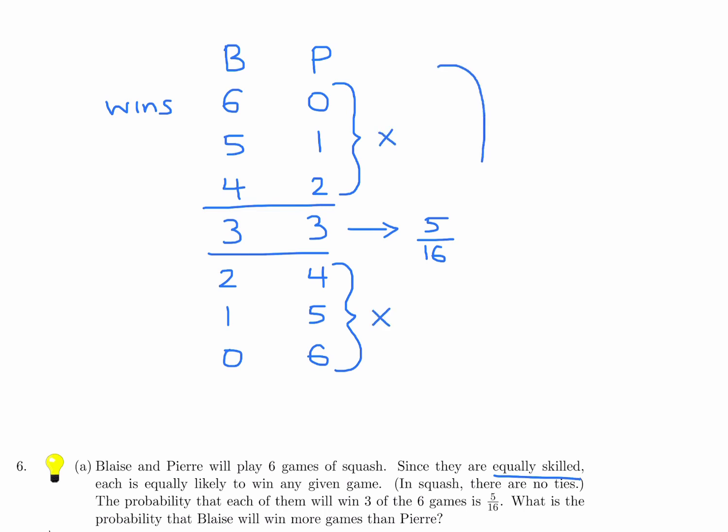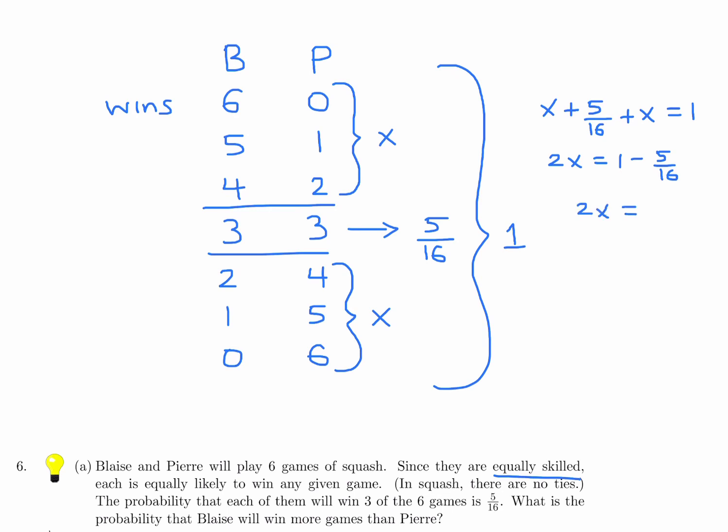Now the total probability of all that happening is of course 1, right? So that means that X plus 5 over 16 plus X is equal to 1. So we can now solve for X. That means 2X is equal to 1 minus 5 over 16. 2X is equal to 11 over 16. And therefore X is equal to 11 over 32. And that's the probability that we have a situation where Blaise wins more games than Pierre. These 3 scenarios combined.